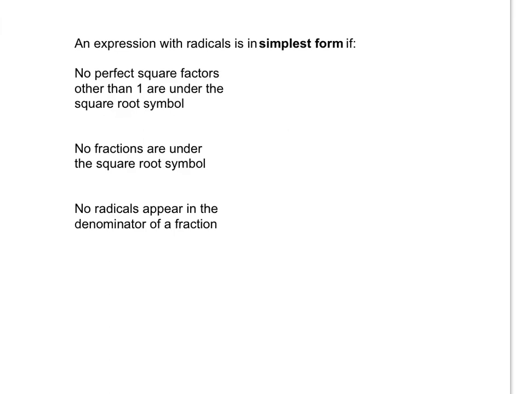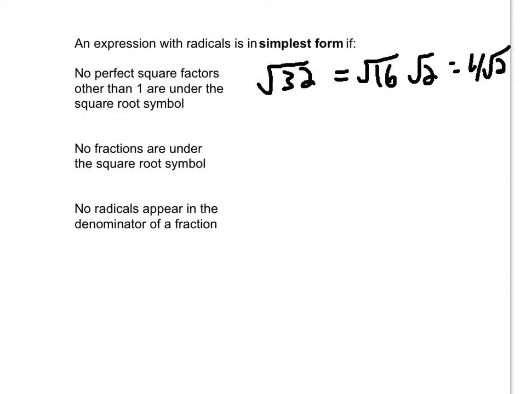These are just quick reminders of the three things that need to happen for a radical to be in simplest form. It means there are no perfect square factors other than 1 underneath the radical symbol. So again, an example like the square root of 32. We know that there's a perfect square factor of 32: 16 is a perfect square factor. So we can break that apart and make it equal to 4 times the square root of 2.